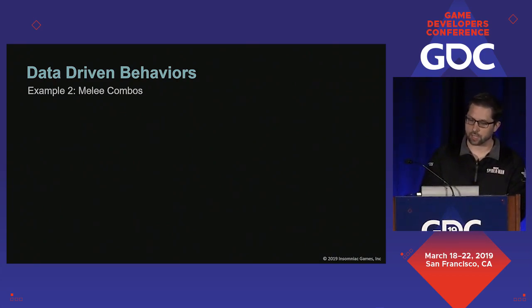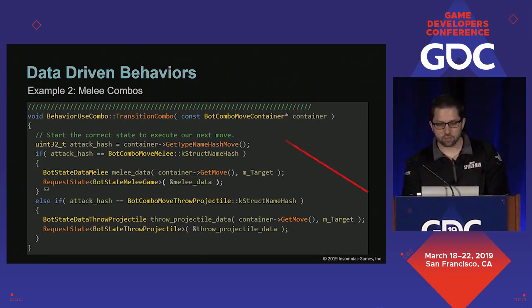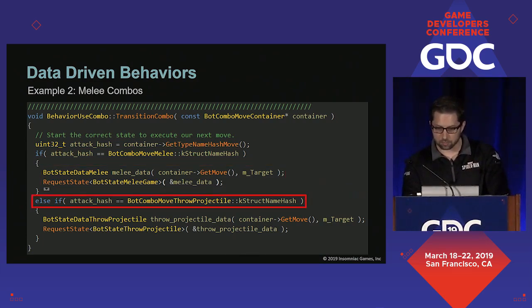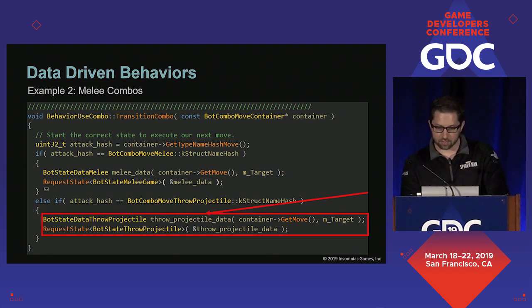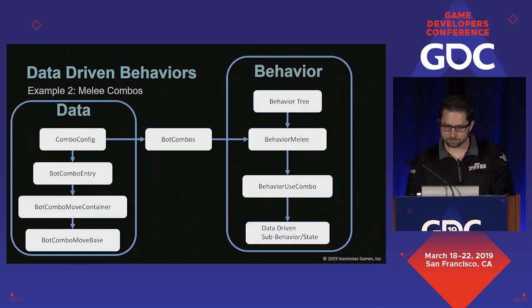However, the relevant code happens once behavior use combo has determined that it is in position and ready to execute an attack. It calls a transition combo function. This function takes the move container and then retrieves some metadata in the container about the type of combo move that it contains. If it's a melee move, we prep some state data and start a melee attack. Or if it's a throw projectile move, we prep some different state data and start a throw projectile state. In the full version of this function, this if-else cascades for the other 37 combo move types that we have. There might be a little bit of cleanup work for us to do here.